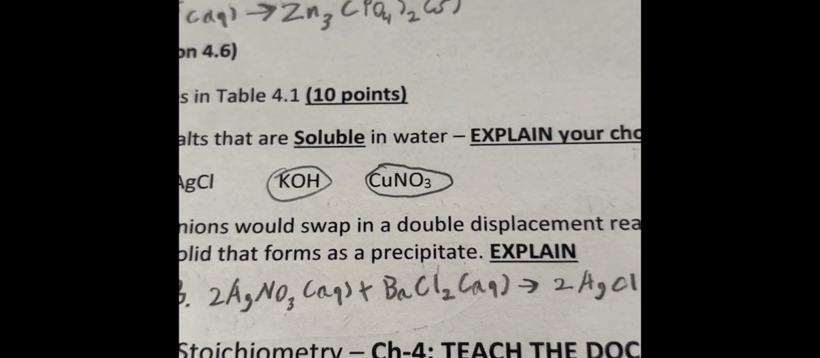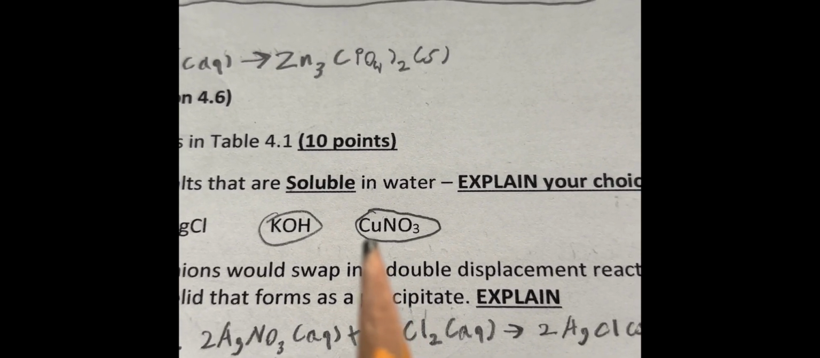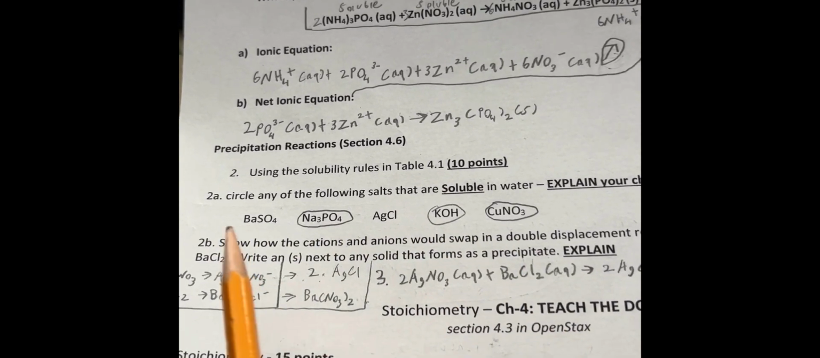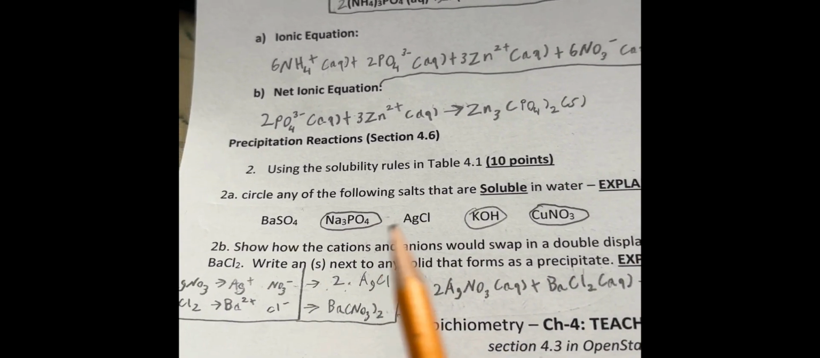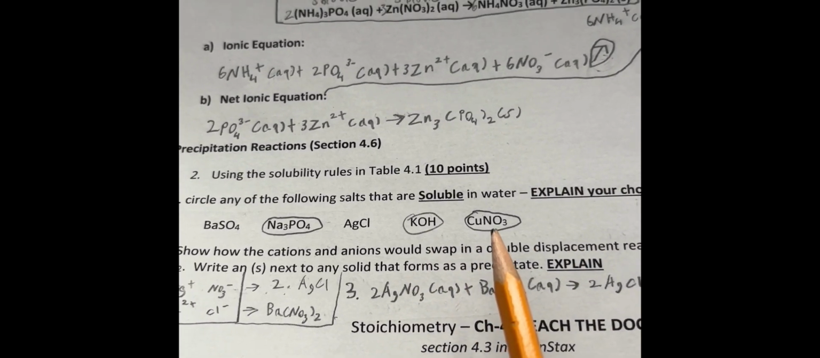And finally, for copper nitrate, all nitrate compounds are soluble in water, no matter what the metal is. So copper nitrate is soluble. So to summarize each of the soluble salts, it is copper nitrate, potassium hydroxide, and sodium phosphate.